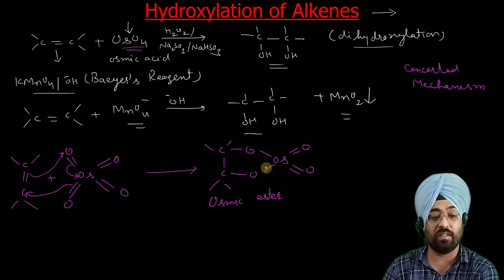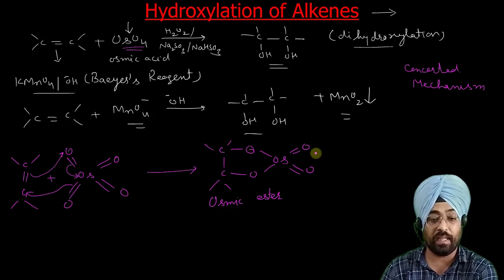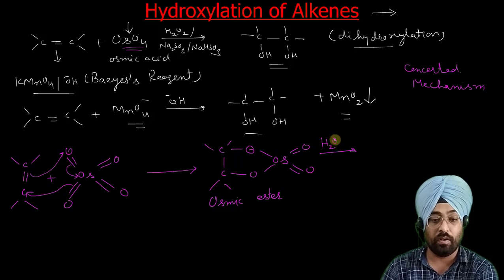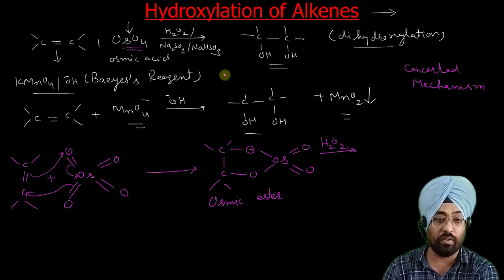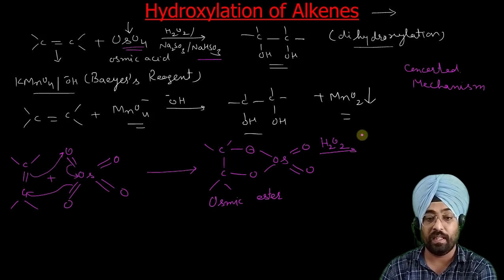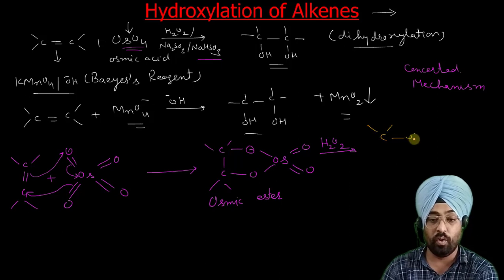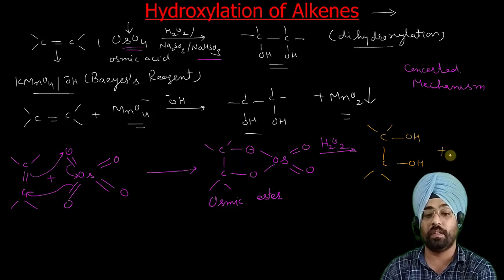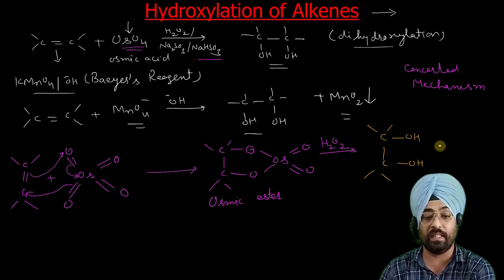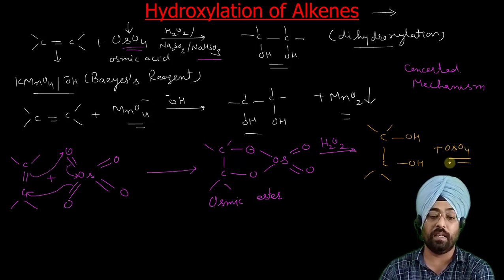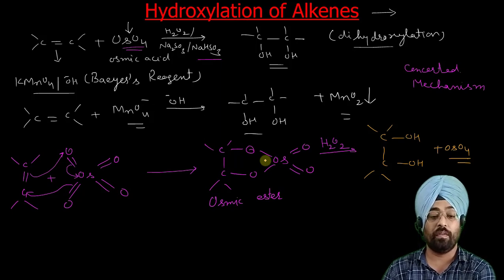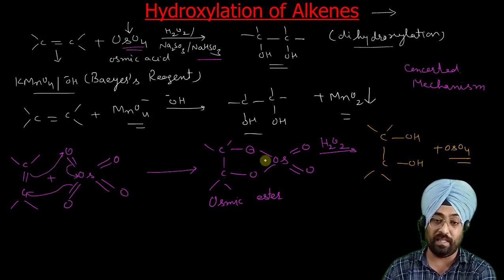Some ester is obtained. Now if we react it with, suppose, hydrogen peroxide, or as I have already told you, sodium bisulfite or sodium sulfite, then you get our desired product, which is OH, C, C, OH. So that is the product of the reaction. So that is the overall reaction, plus osmium tetroxide is regenerated. So that is the mechanism of reaction with osmic ester.